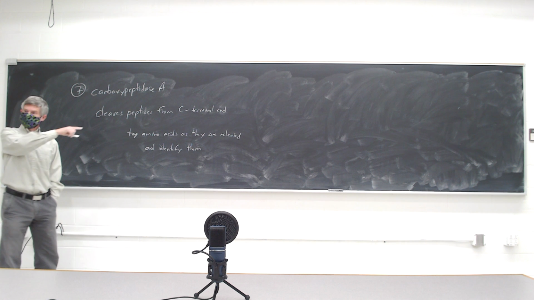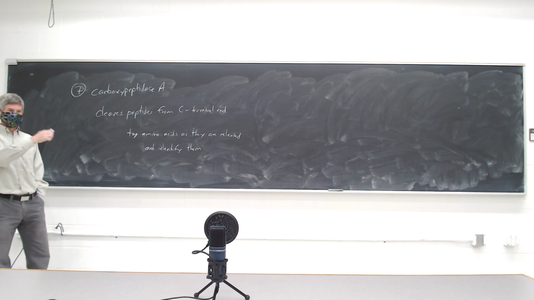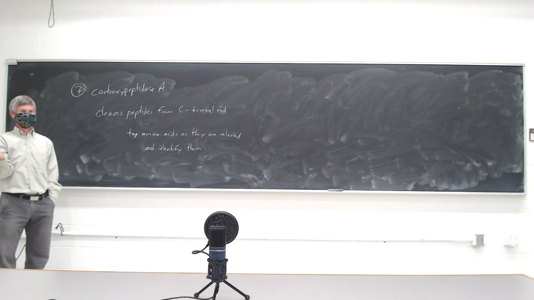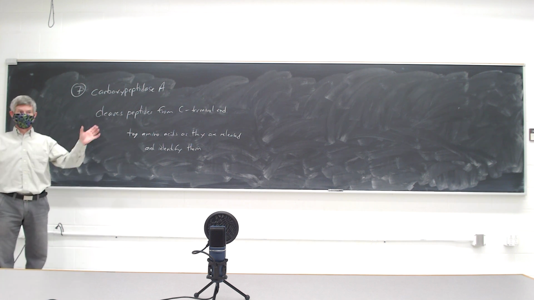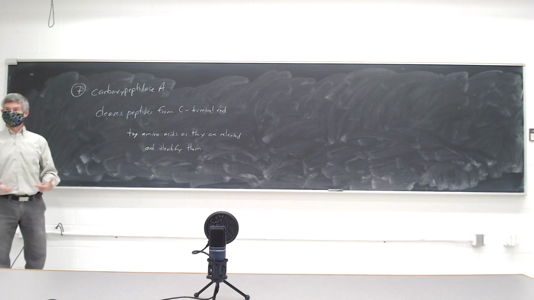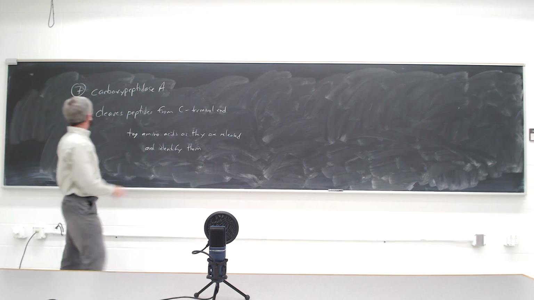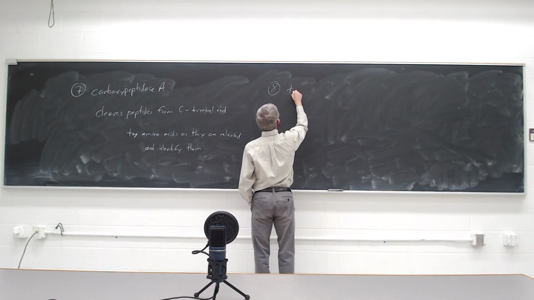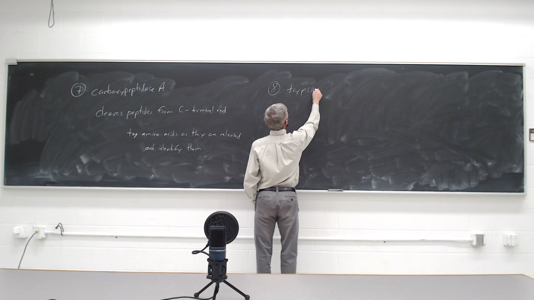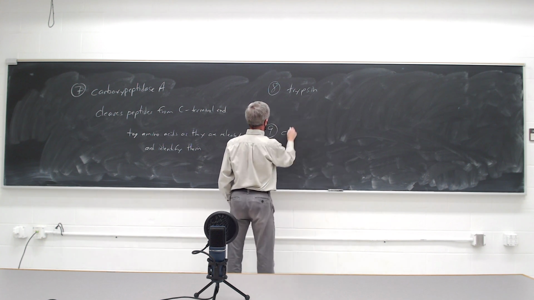This is great if your peptides are short. If your peptide is only like 20 or 30 amino acids long, the combination of carboxypeptidase A and the Edman degradation will probably allow you to meet in the middle and get the entire sequence. But a lot of proteins are not just 20 or 30 long. So there are two other reagents that are commonly used. And those are trypsin and chymotrypsin.